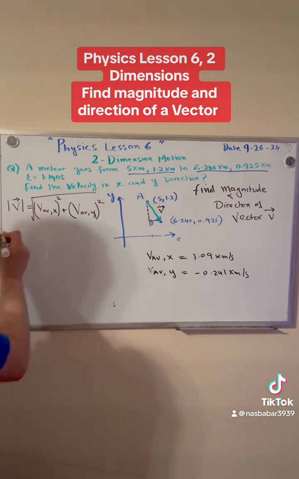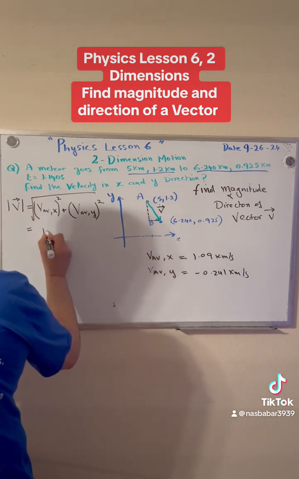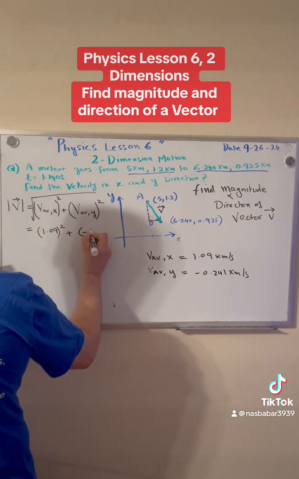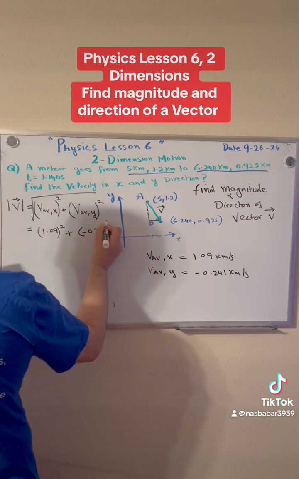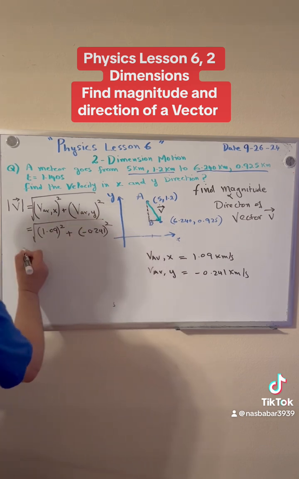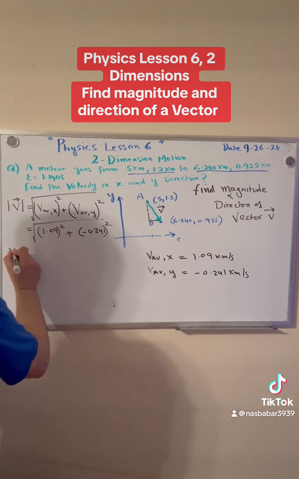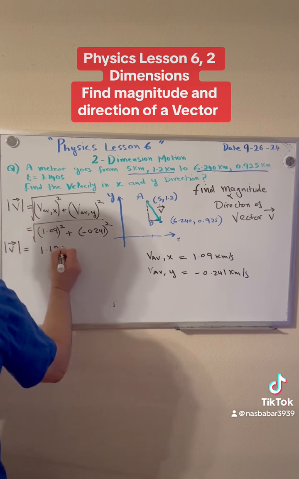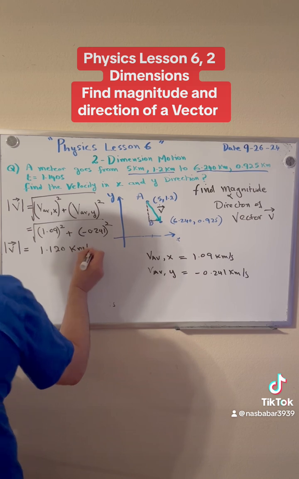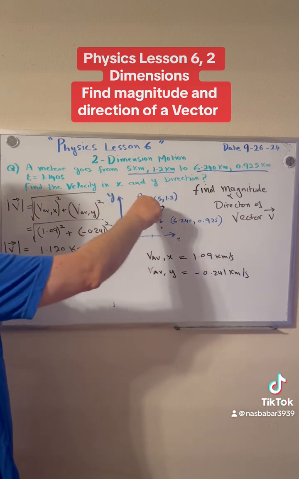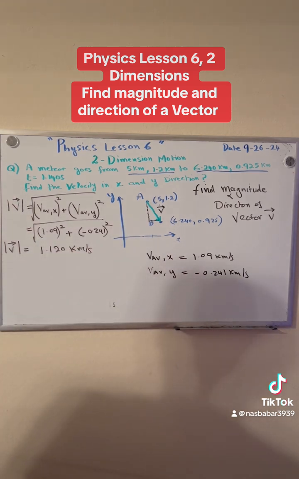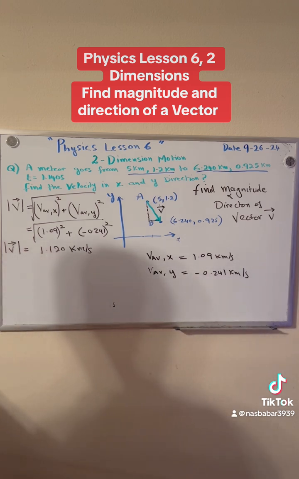When I do that, I take 1.09 squared plus negative 0.241 squared under the root. And when you solve this, you get V magnitude equal to 1.120 kilometers per second. So that is the magnitude of this green vector. All I did was, like I said, apply just the Pythagorean theorem. All right, so now we have to find the angle. So let's go ahead and do that.